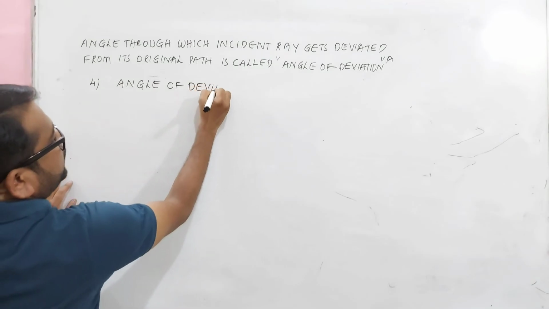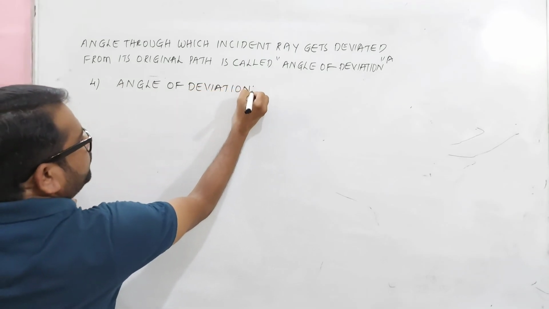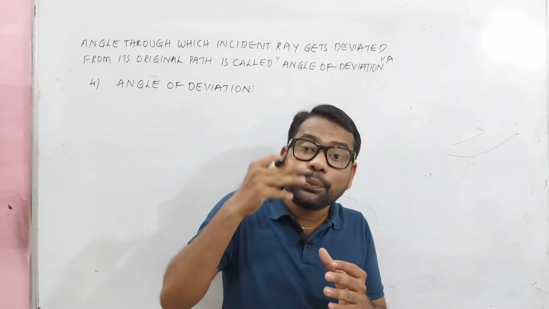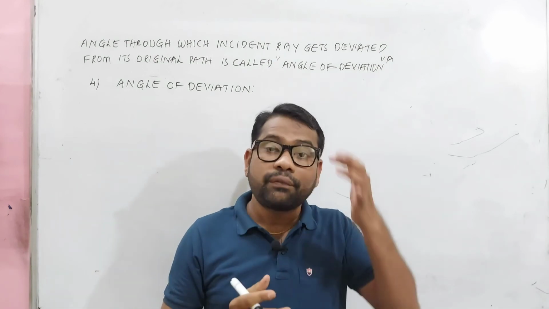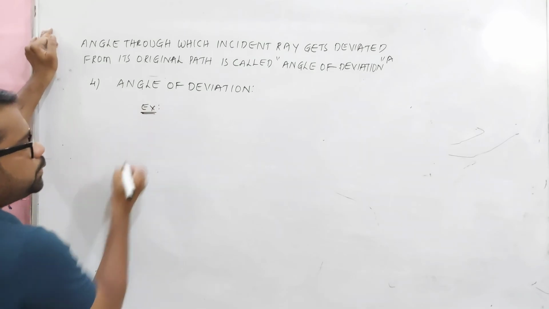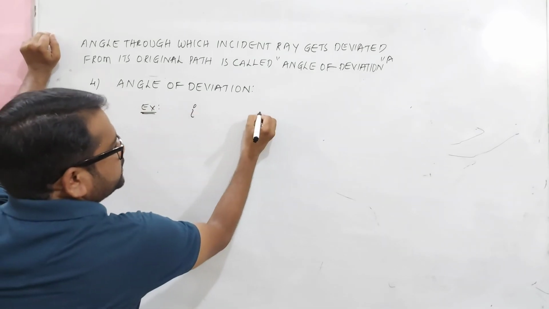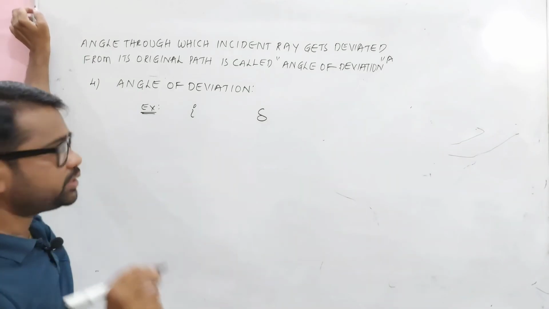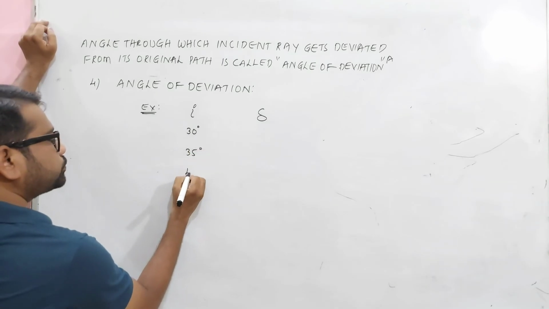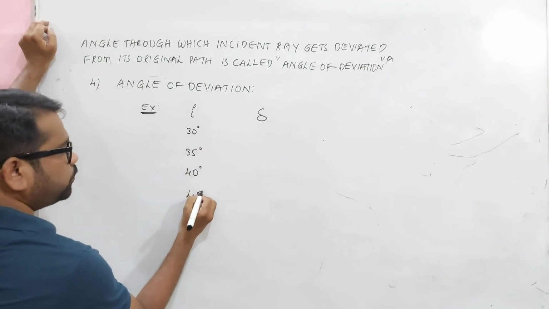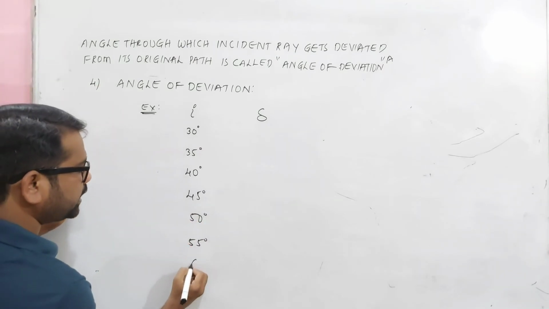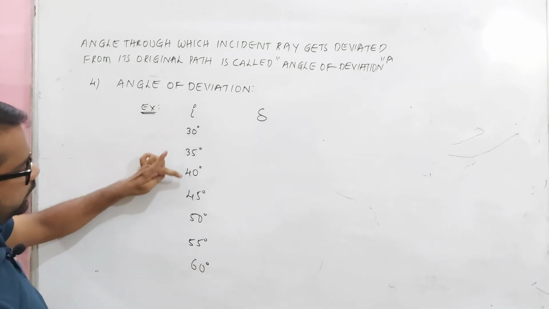Children, here we are going to get a graph, which is also very important from the examination point of view. So, let us see how the angle of deviation depends on the angle of incidence. For that, let us take a small example experimentally: here is the angle of incidence and here is the angle of deviation. Just as an example, let us take 30 degrees, 35, 40, 45, 50, 55 and 60. So how many? 1, 2, 3, 4, 5, 6, 7.